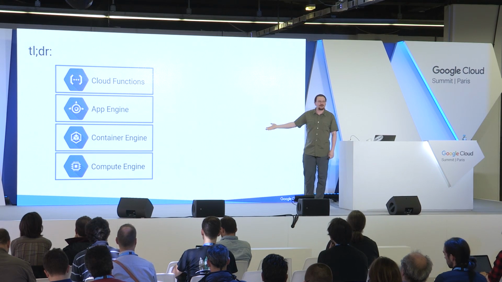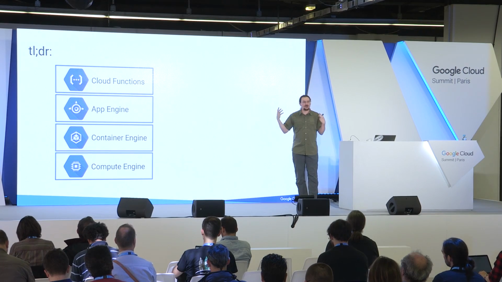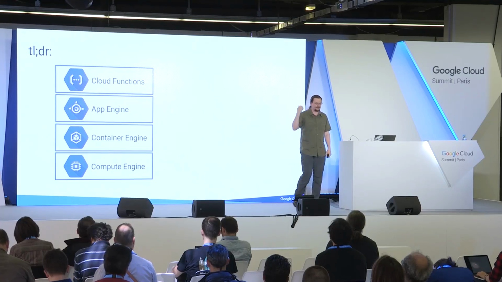So Compute Engine are our virtual machines. Container Engine is hosted Kubernetes, so orchestration for containers. App Engine is our platform as a service. Give us code, we'll run it. And Cloud Functions are kind of that internet glue. You just give a function definition, and it runs.